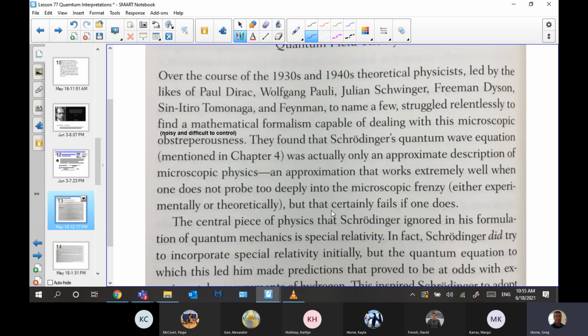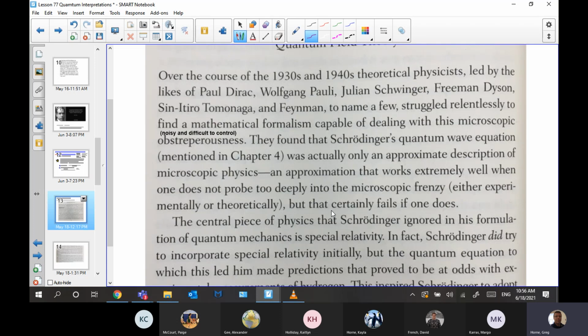Over the course of the 30s and 40s, theoretical physicists led by Paul Dirac, Wolfgang Pauli, Schrödinger, Julian Schwinger, and all these people you'll hear of as you go through. Feynman, for sure, huge mathematician. To name a few, struggled relentlessly to find a mathematical formalism capable of dealing with this microscopic tumult, which I had to look up and means noisy, difficult to control. So he's talking about the quantum flux, the particles that are zipping in and out of existence, and trying to make equations that jive with that and make sense, right?